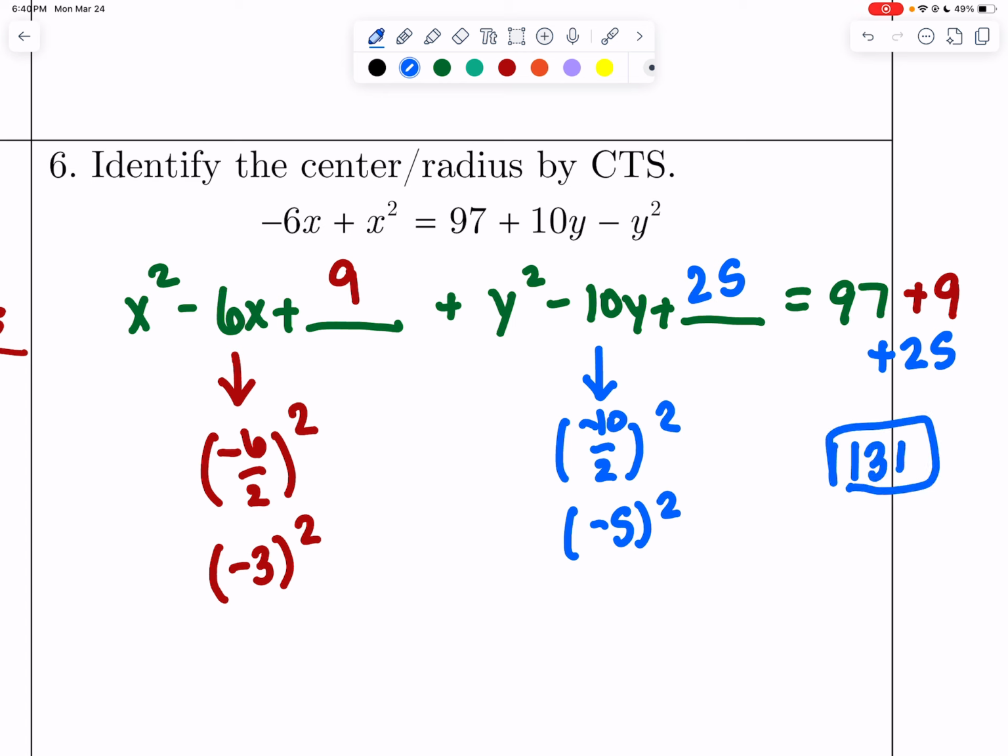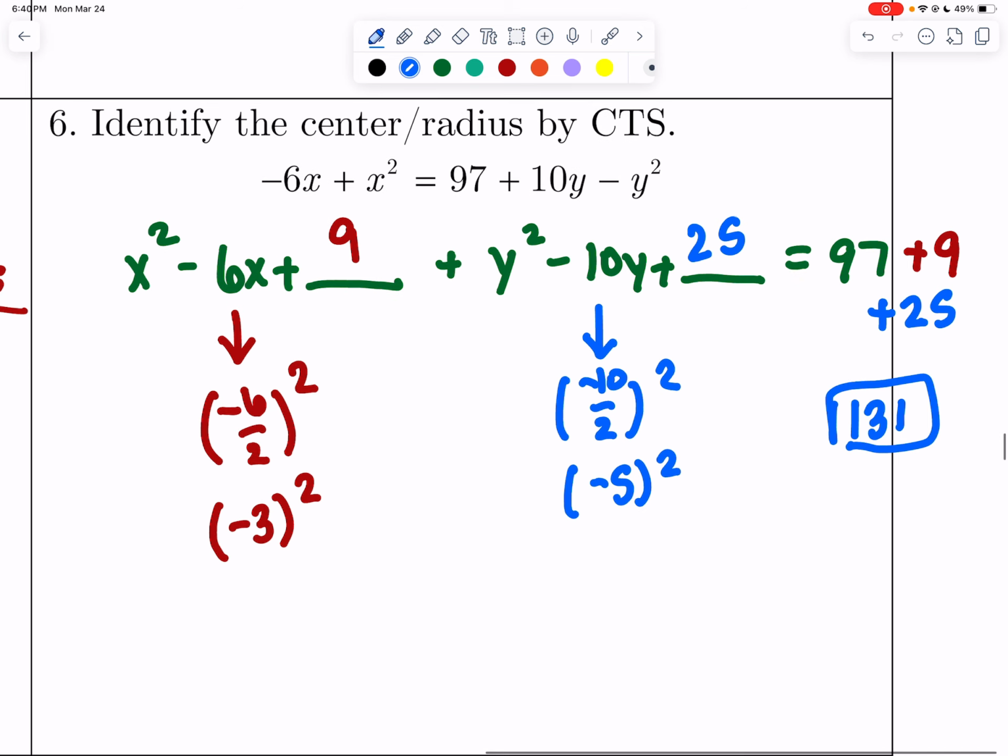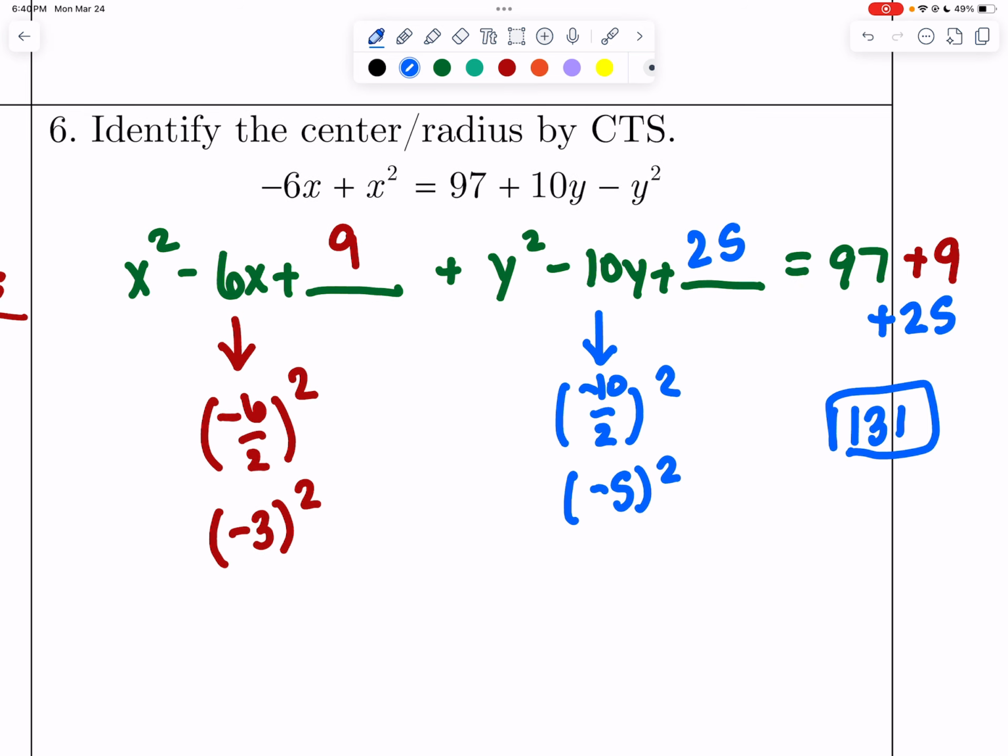And that's okay. You don't need to be worried that you have a weird r squared value that we can't take the square root of. It's okay. So once we do that, we are going to go ahead and complete the square here. So in this case, because my b over 2 value is -3, I'm going to have x minus 3 squared. Here, this is -5, so that's going to become y minus 5 squared is equal to 131.